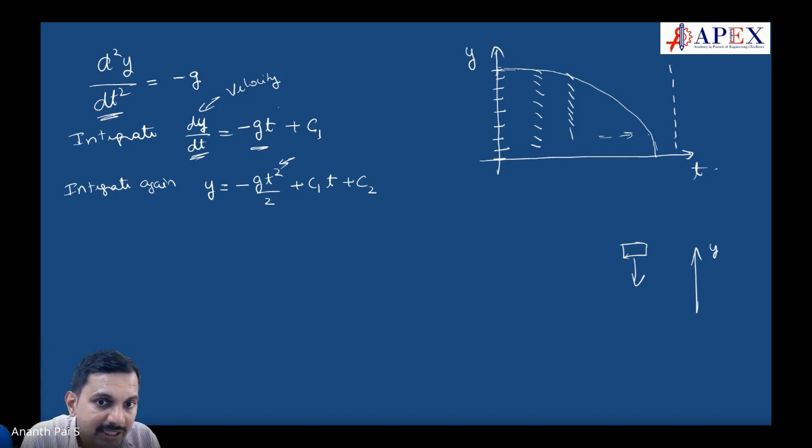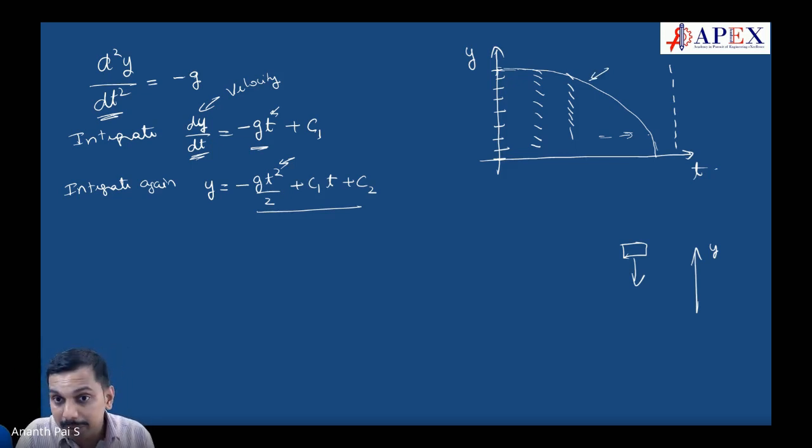As t increases, the slope keeps increasing. When t is going on increasing, this becomes more and more negative, is it not? Yes or no? So that's why it happens like this. I hope it's clear, students. And this is a parabola. Yes, this is a parabola.